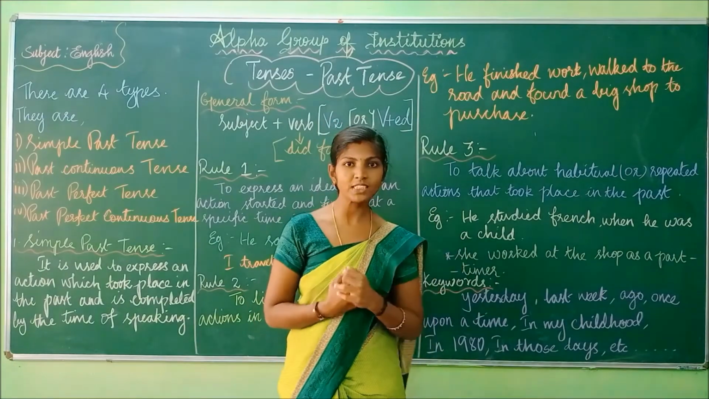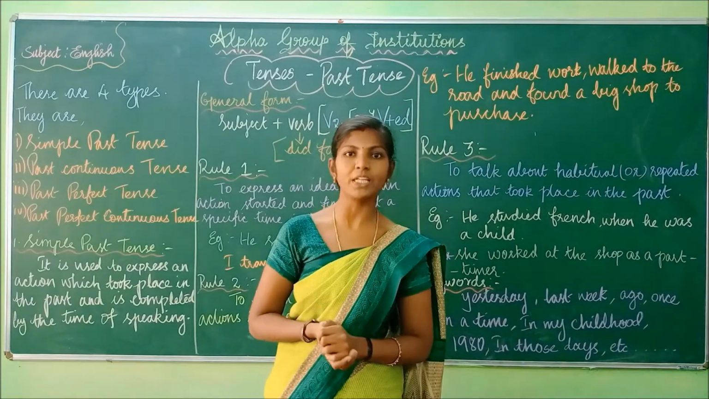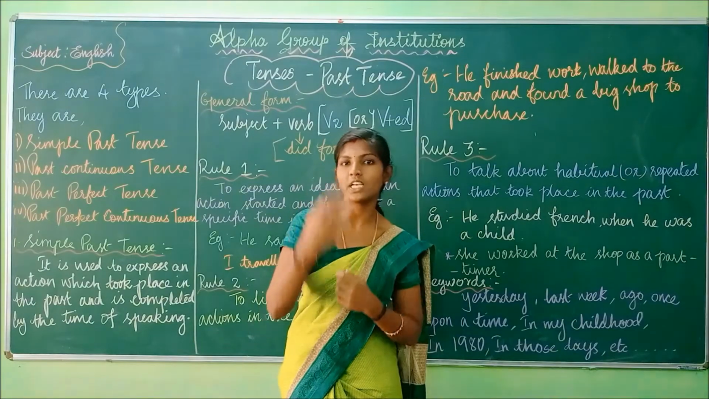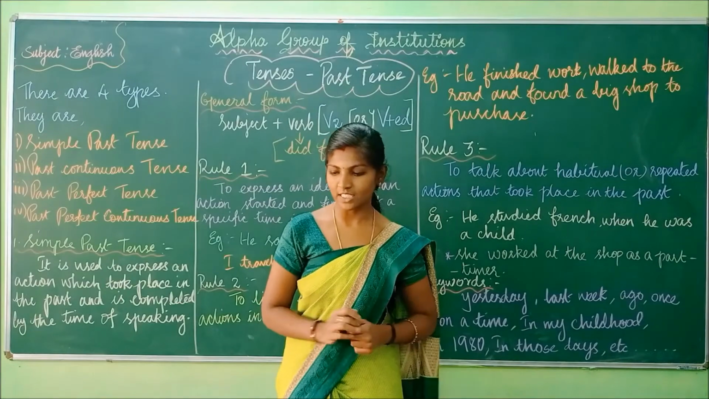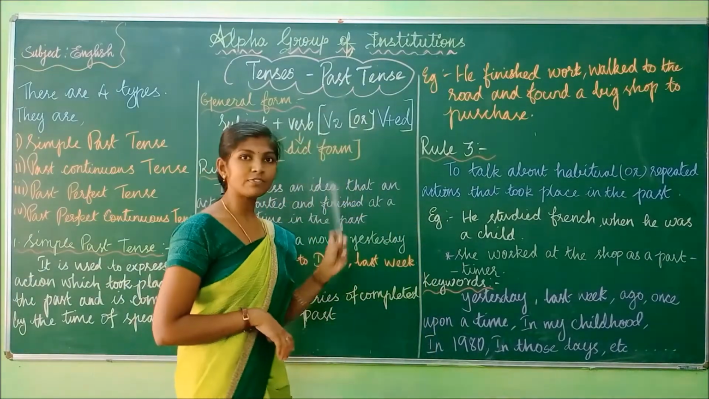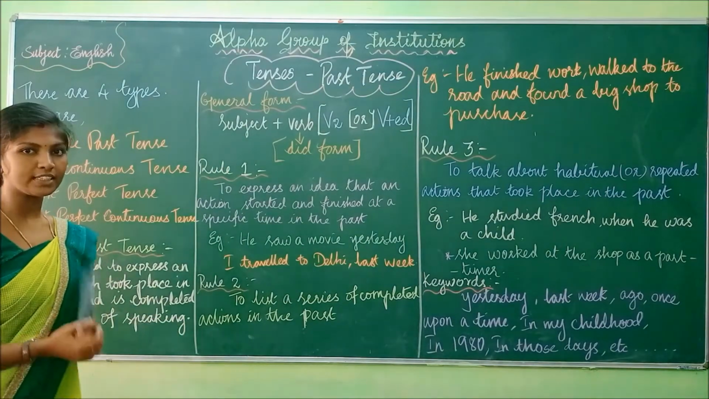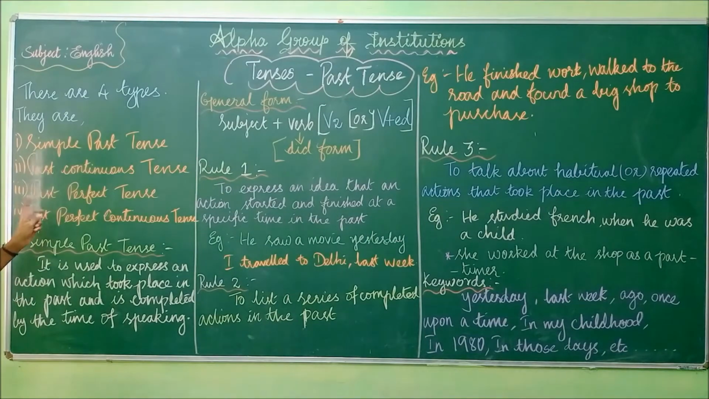So in past tense also we have four types, right? As we have four types in present tense, we have four types in past tense too. Shall we get into the lesson to check what are those four types and what do we follow in those four types? Yes, come. So in tenses we are going to see past tense today. So there are four types of tenses in past tense. They are simple past tense, past continuous tense, past perfect tense, past perfect continuous tense.